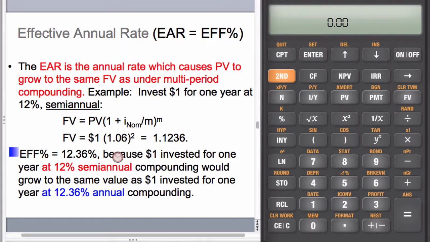So this is an interesting way to put it: the 12.36% indicates that if you invest a dollar at 12% semi-annual compounding, it would grow to the same value as the dollar invested for 1 year at 12.36%. If that dollar is invested at 12% annual, your terminal value would be $1.12. But with semi-annual, it will actually be $1.1236. So that's the effective rate, the implication of multi-period compounding on the effective rate.